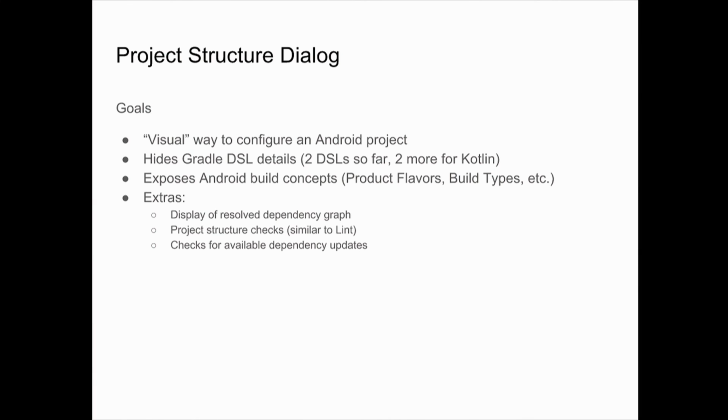So you don't have to go to the command line to see this information. It also provides project structure checks, just like the checks that you get from lint when you open a build or Gradle file. Those checks are going to be there. Also, you're going to get all the warnings and errors that Gradle gave you in one place. And the last one is checks for available dependency updates. For example, you're using Java 17, and then the project structure dialog is going to tell you, hey, there is 19 out there. You want to download it, install it, and you click, and that's it.